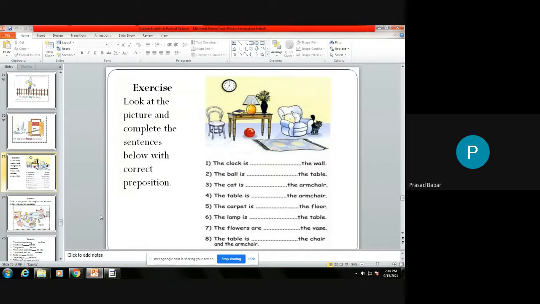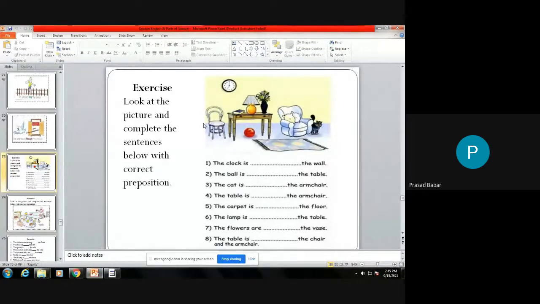Okay, so let's see one more exercise. There is an exercise and you will have to solve this exercise. There is a picture, and look at what the exercise is. You have to look at the picture and complete the sentences below with the correct preposition. You have to observe this picture and fill the gaps in between them. Okay, so let's see the first fill in the blank.